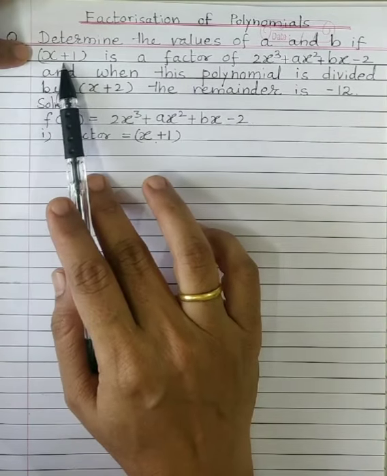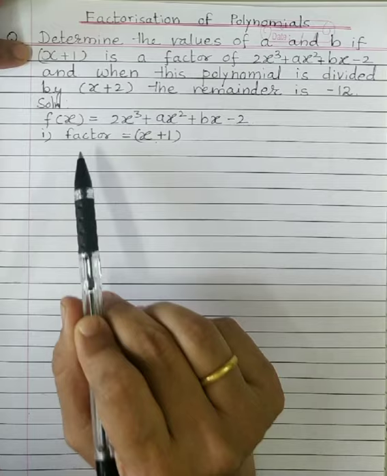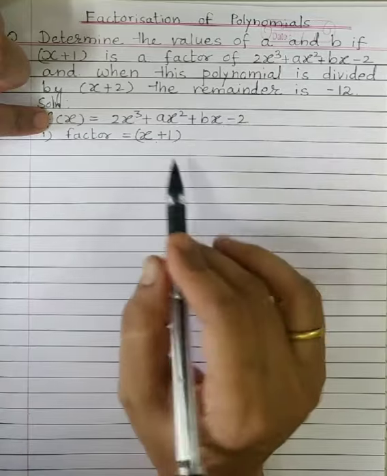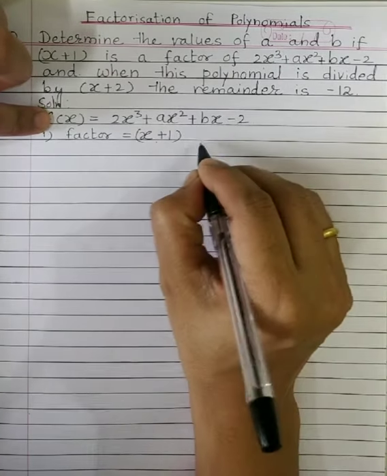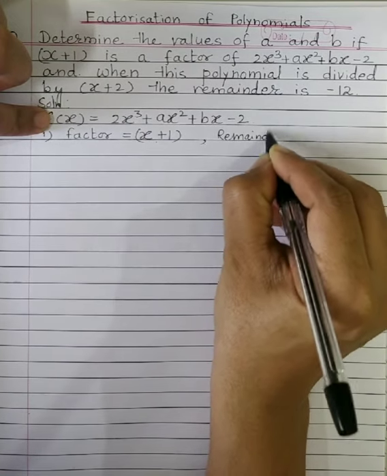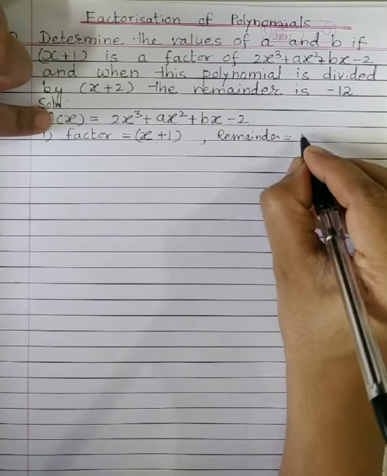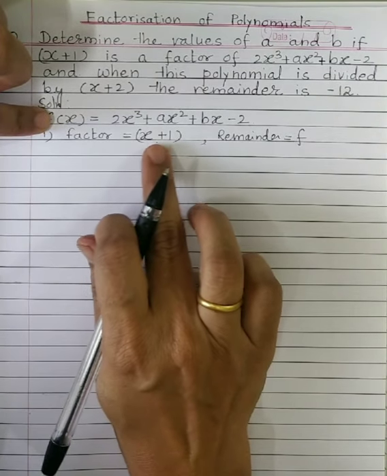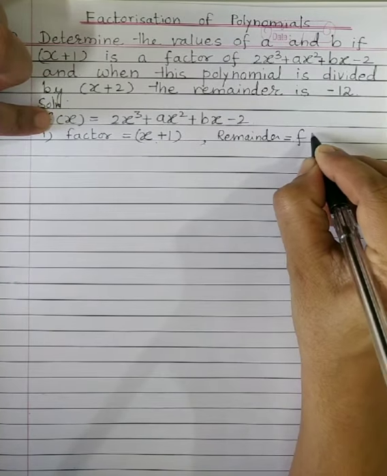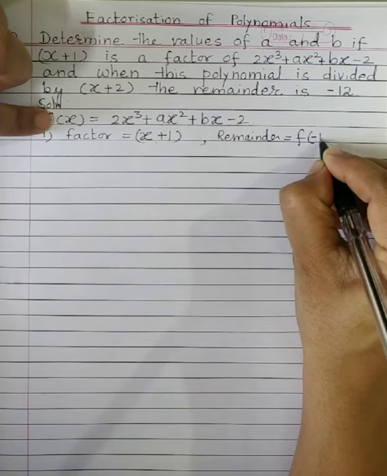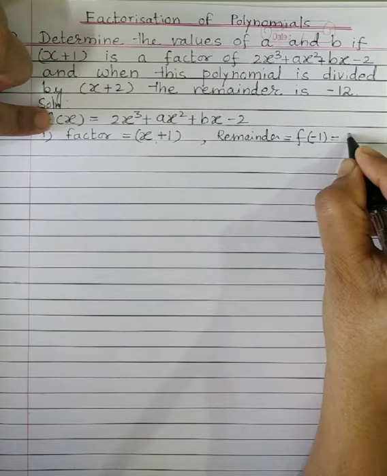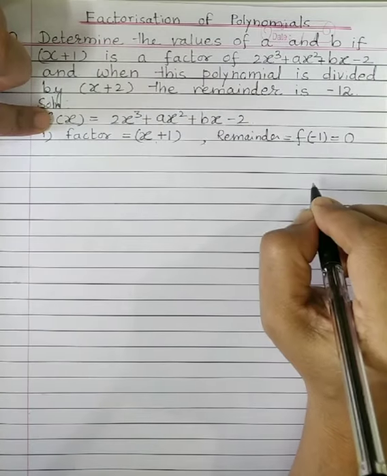So what is the first condition? x plus 1 is a factor. Since x plus 1 is a factor, you know by factor theorem the remainder shall be 0. And by the remainder theorem, what will be the remainder here in this case? The remainder will be f of, what is the factor? x plus 1. So x would be replaced by what? Minus 1. You know the reason behind that. So f of minus 1 is our remainder, and the factor theorem tells that it will be equal to 0.